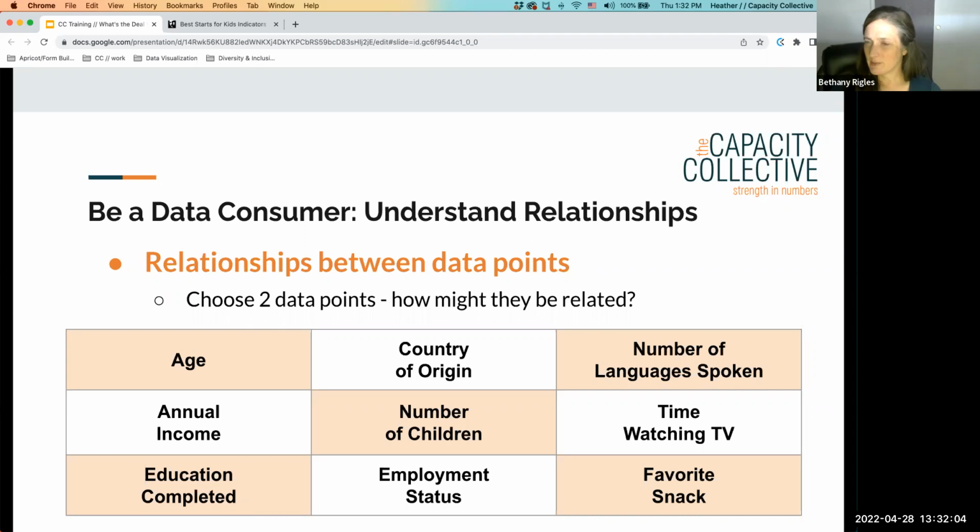Oh, great. And Ash said employment status and education completed. Great. Annual income and employment status. Yes, you'd expect that if you're employed, you probably have a higher annual income than if you are unemployed. Great. And then Gregory. I really also liked Gregory. Oh, I'm sorry, I missed one. Yeah, Gregory mentioned number of languages spoken and country of origin. Yes, absolutely.